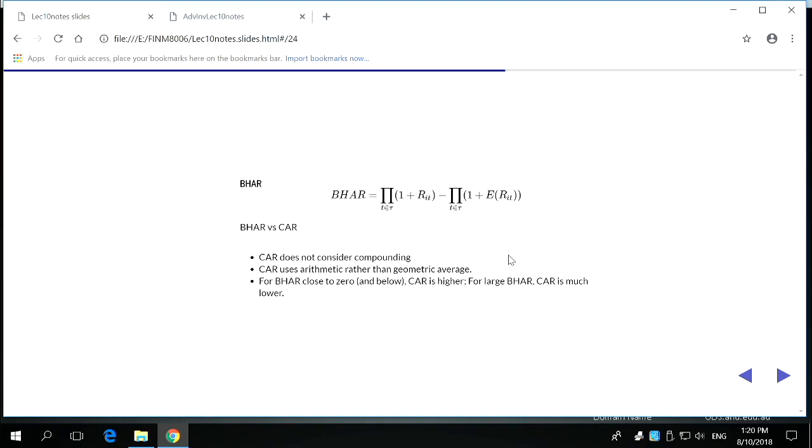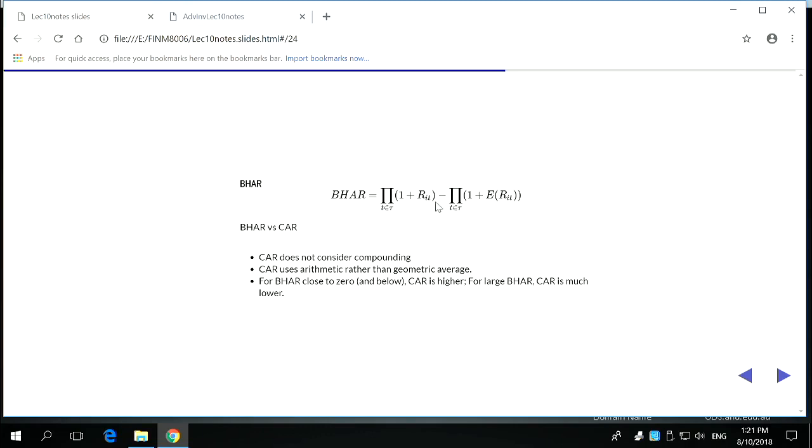So what you need to do is to calculate this called buy and hold, BH, so buy and hold abnormal returns, which is calculated as the product of 1 plus return R_it during the event window you look at, so t inside the tau, minus the product of 1 plus expected return given your model, and you take the cumulative product within the model. Right, so this buy and hold abnormal return actually takes the compounding into effect.